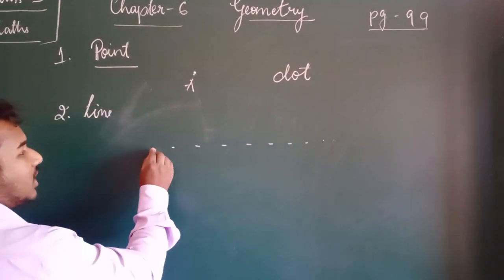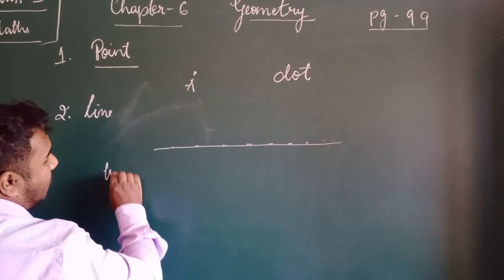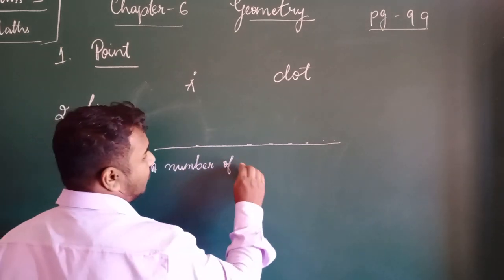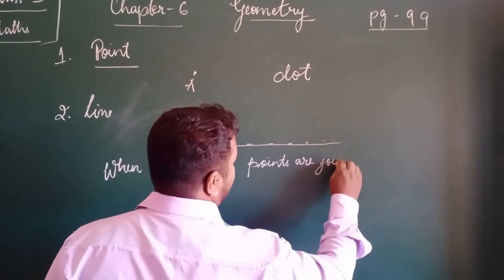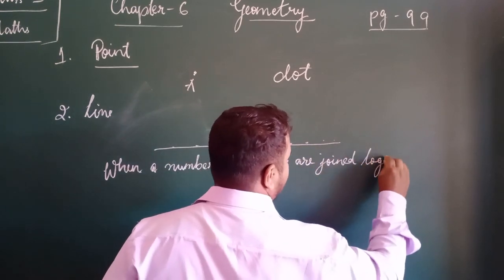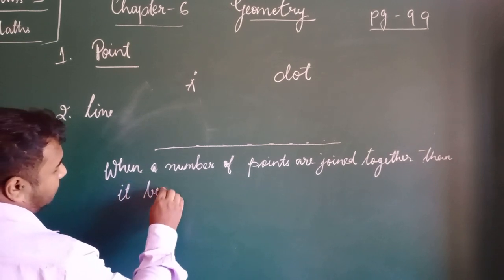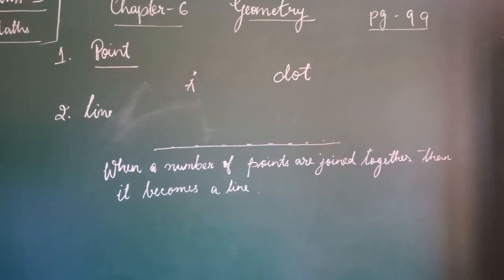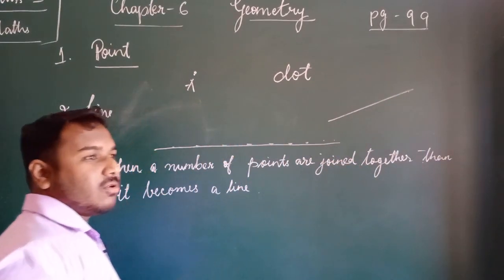What is a line? When a number of points are drawn like this, are connected like this, then it becomes a line. So you can write down here, when a number of points are joined together, then it becomes a line. Okay, understood? Means when two points will join like this, it is a line.